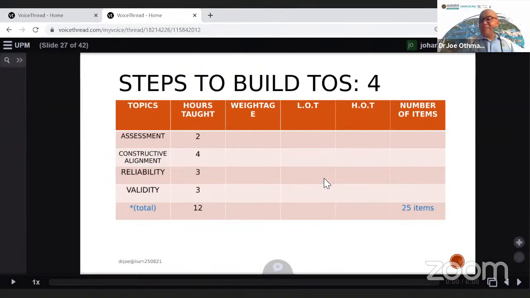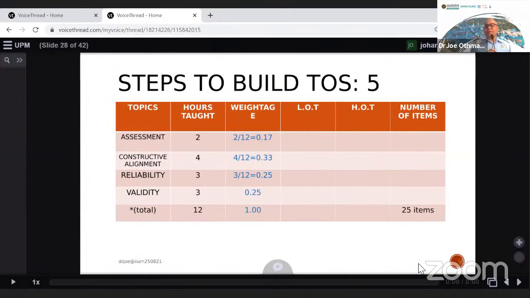Doesn't matter, okay? Don't argue. You can have 10, you can have 30, 50, but don't put 1 or 2. If you put 1 or 2, better not to bother making a TOS. Okay. So you have to decide on this first. This is the step. The 4th step is this. Then you do the weightage.